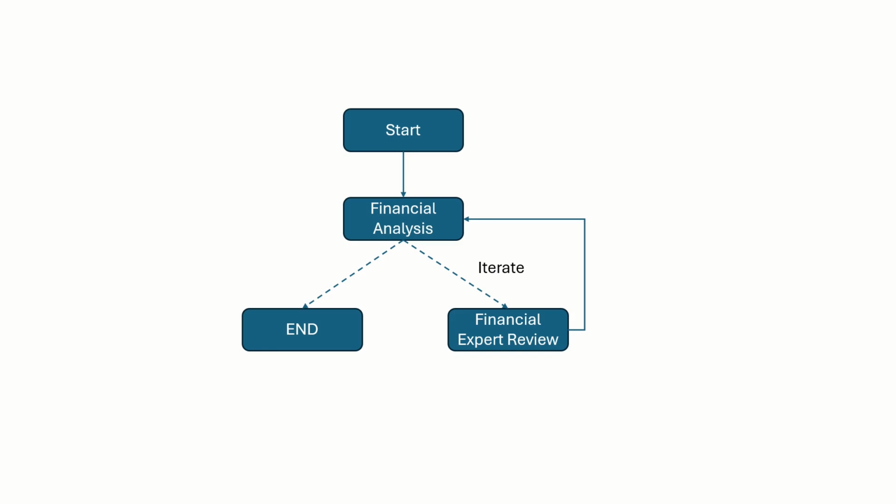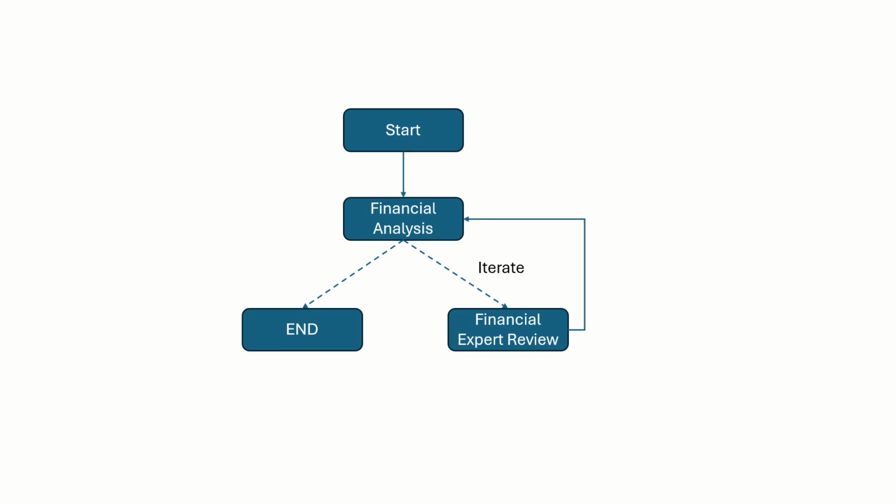You can see that in the graph, the nodes are basically functions that are called in the graph. The first node takes in the prompt, and this financial analysis node calls the LLM and does the financial analysis as a financial analyst. Now, it does certain calculations and it may have some mistakes or errors in the math. So we do not give the output directly to the user.